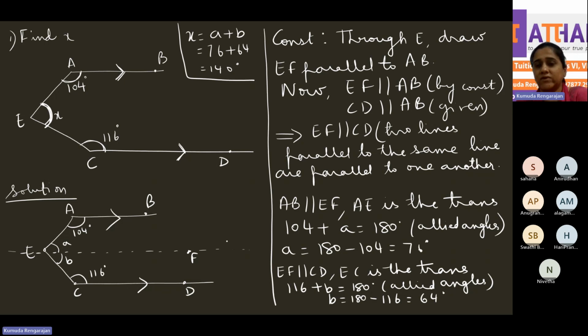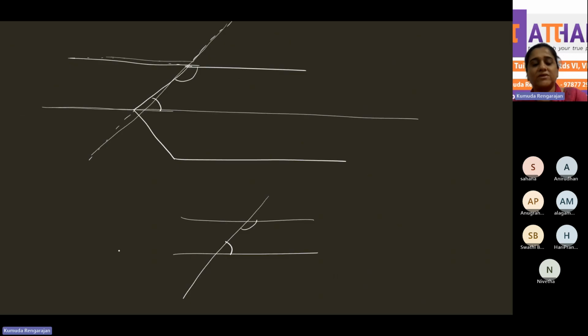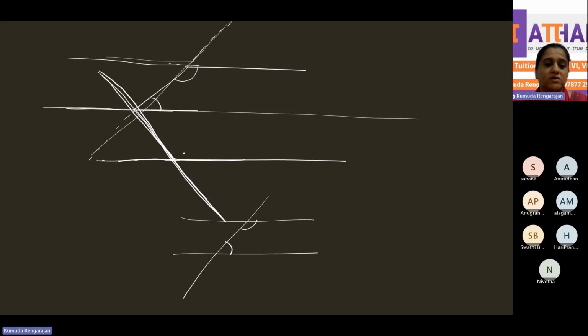When you produce the lines, you can understand better. Produce the figure, meaning produce the lines. Then you can make out 108, 104 and A are allied angles. They're supplementary. The same with the other one, this one below. Produce the lines. These are the two parallel lines, and this is the transversal. The transversal is different. This angle and this angle, they're allied angles.